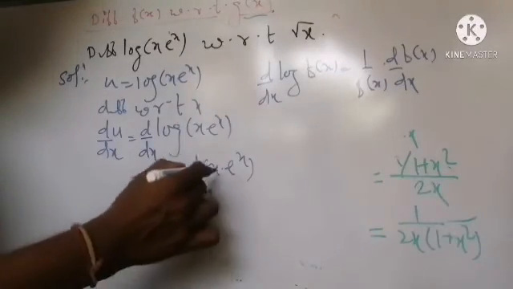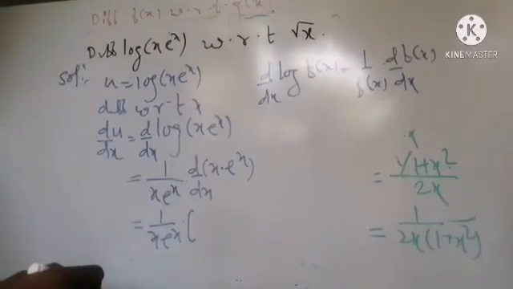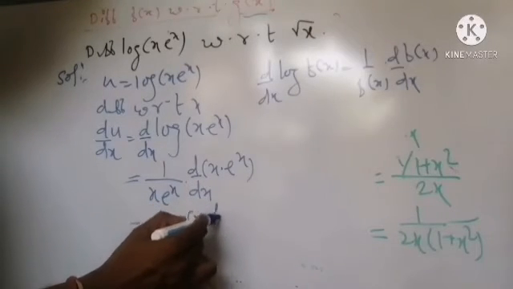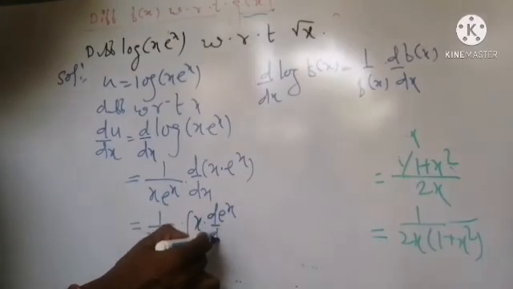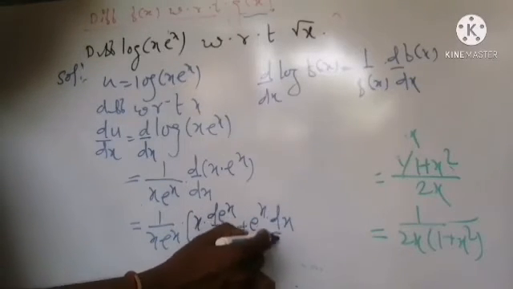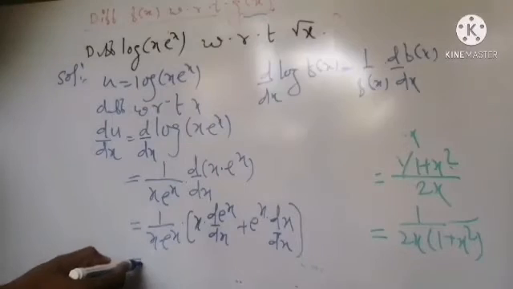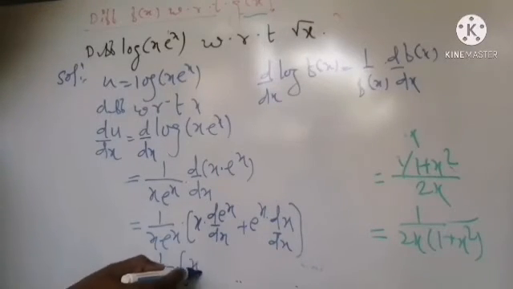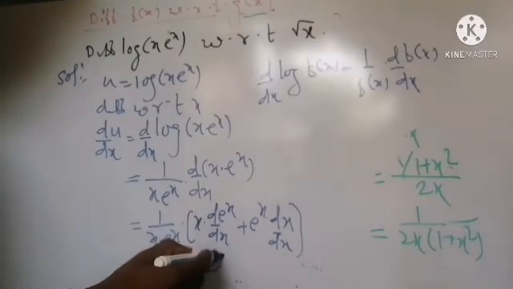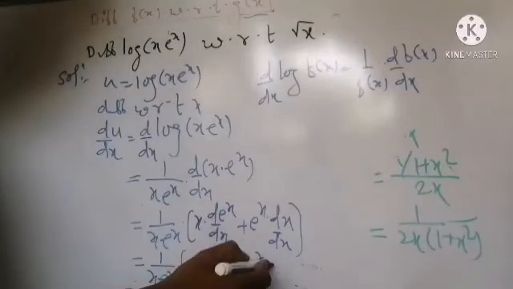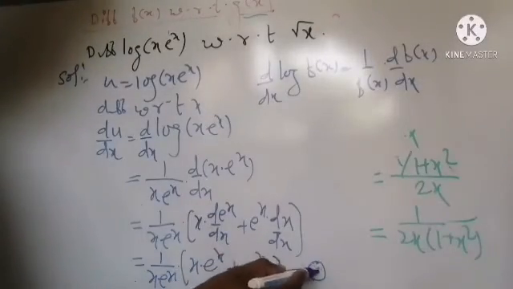But x into e raised to x here is a product of two terms. By applying the product rule, the first term x stays constant into the derivative of the second term e raised to x, plus e raised to x stays constant into the derivative of the first term. Finally, 1 upon x e raised to x remains as it is into the bracket: x into the derivative of e raised to x, which is always e raised to x, plus e raised to x remains constant, and the derivative of x is 1. This is number 1.